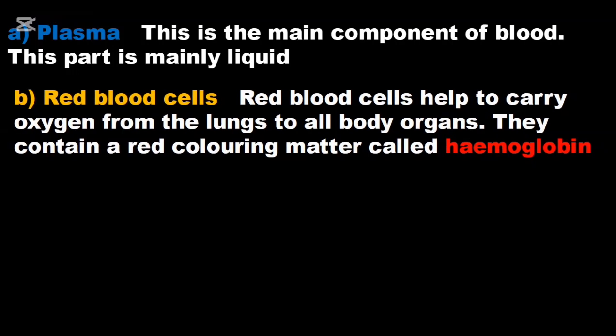Plasma helps us to transport different substances in the blood. Red blood cells help to carry oxygen from the lungs to all body organs. They contain a red coloring matter called hemoglobin. This hemoglobin is a substance that helps blood to have a red color. This diagram shows us how a red blood cell looks.